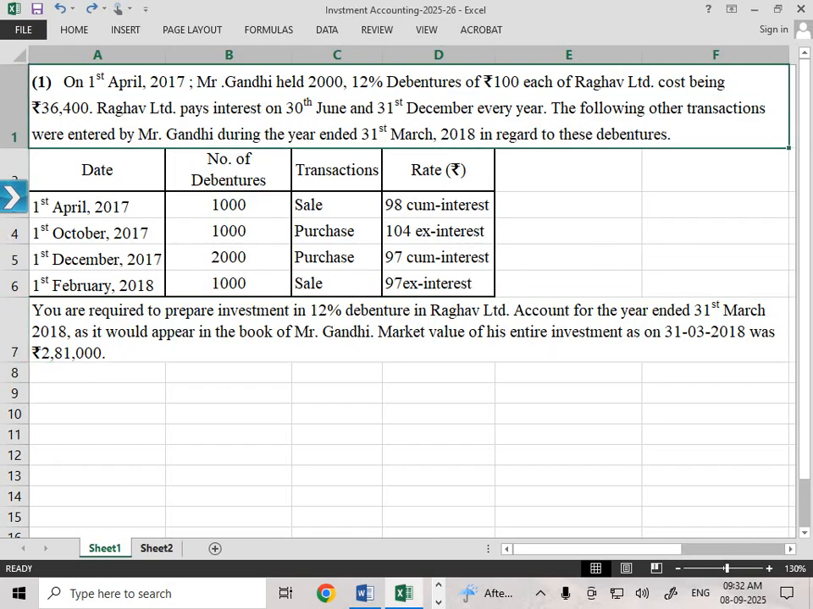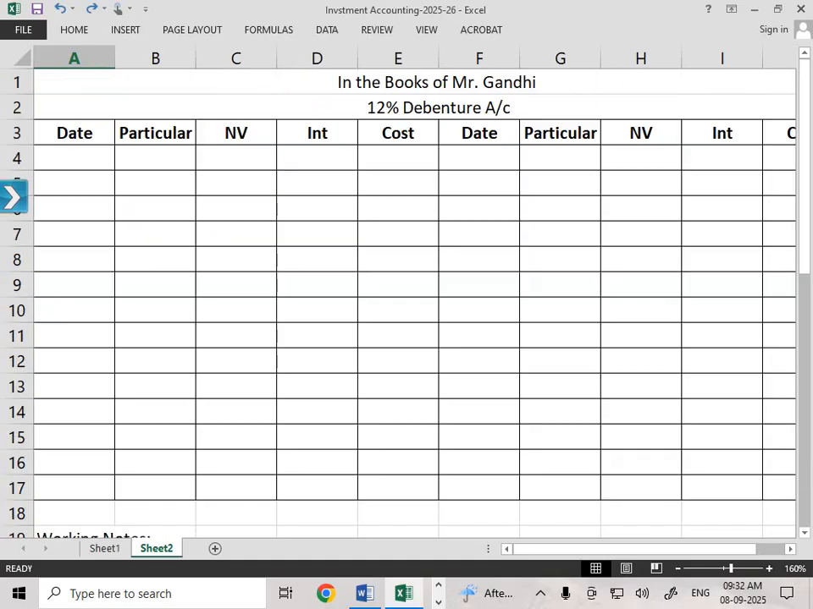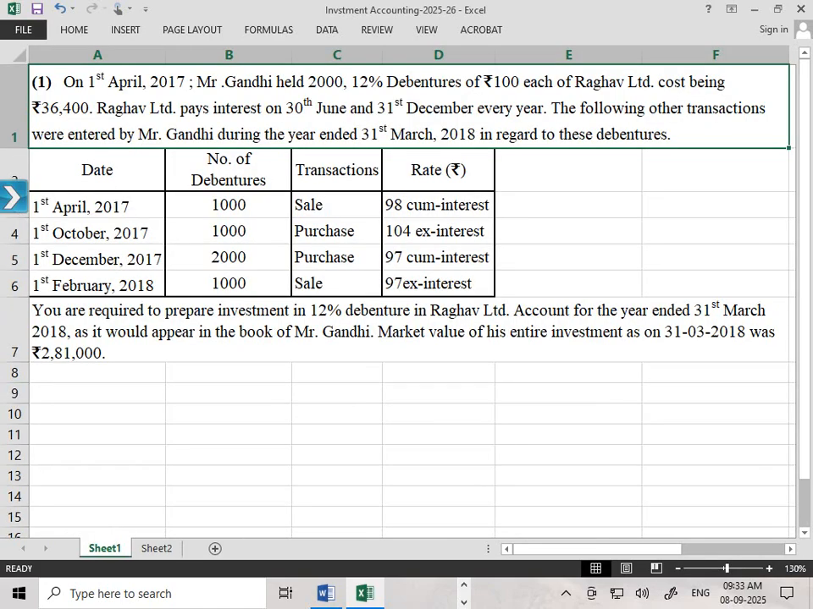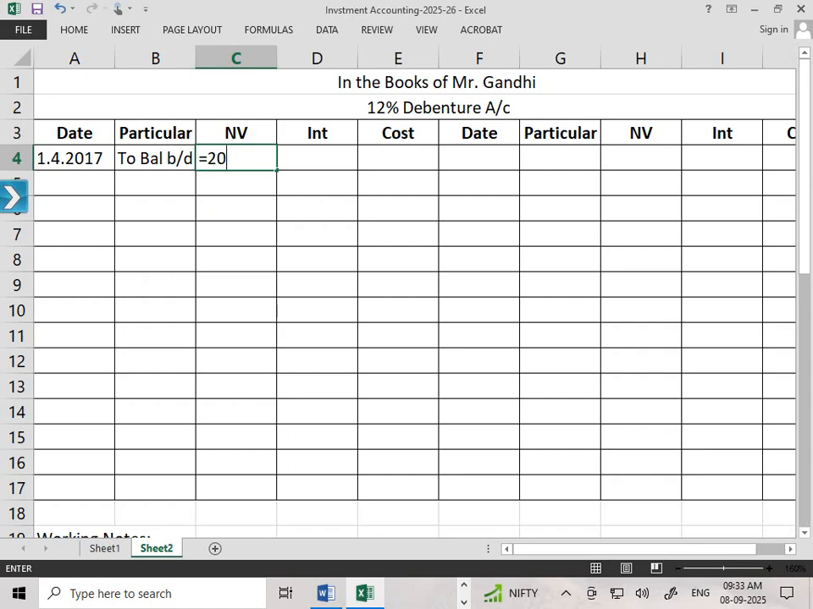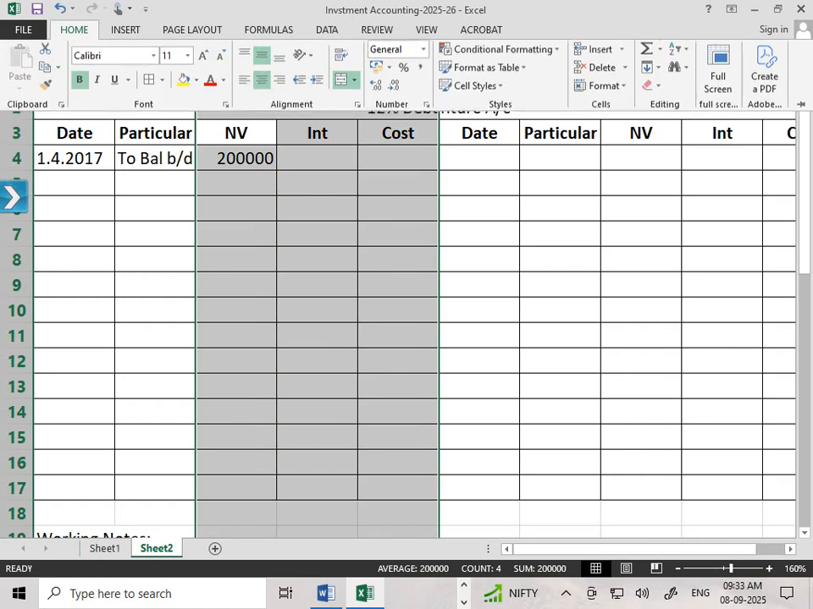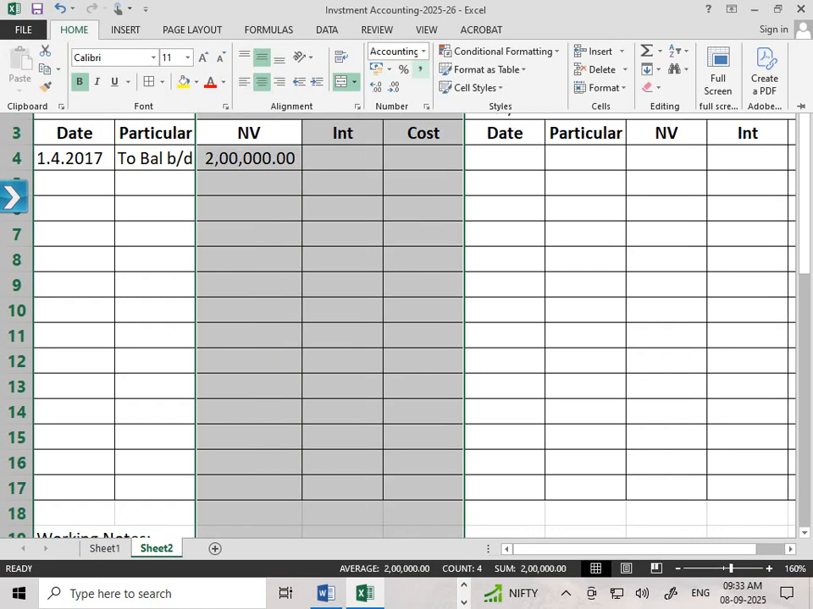Always remember you have to write the opening balance on the debit side. So write down here 1st April, the date is 1st April 2017. In particulars, write down To balance brought down. Nominal value: how much is the nominal value? 2000 multiplied by 100. How much? 2 lakh.